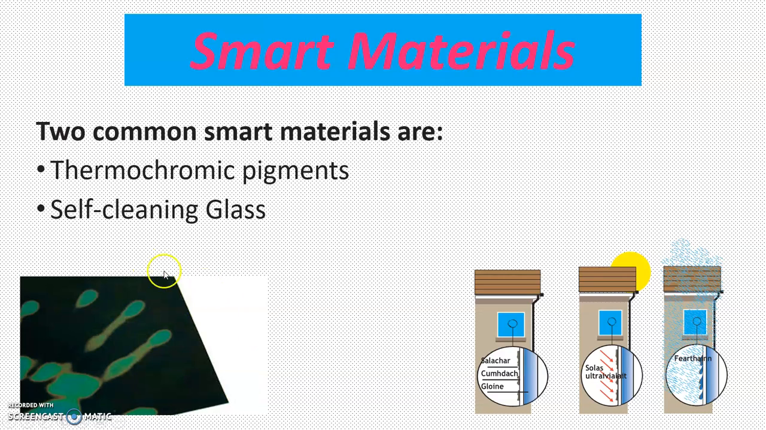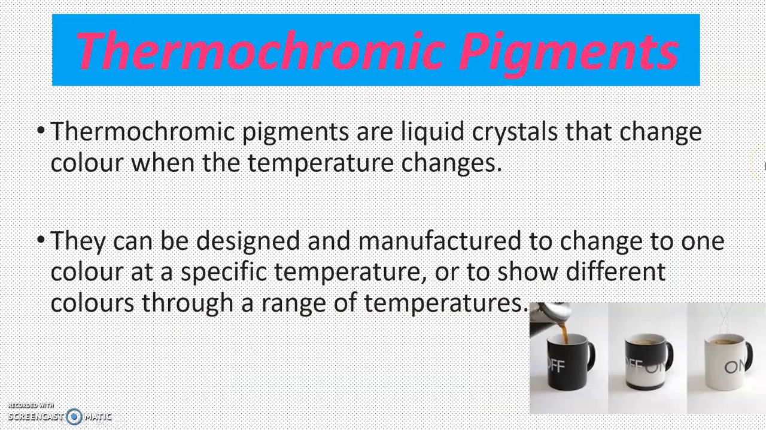So this here is your thermochromic pigment, and it is changed by heat. So thermochromic pigments are liquid crystals. So it's crystals that are liquid. So no way to describe them. They're not a physical strong, they're not like diamond or any mineral that we have. They are liquid, but they're still called crystals, that change colour when temperature changes.